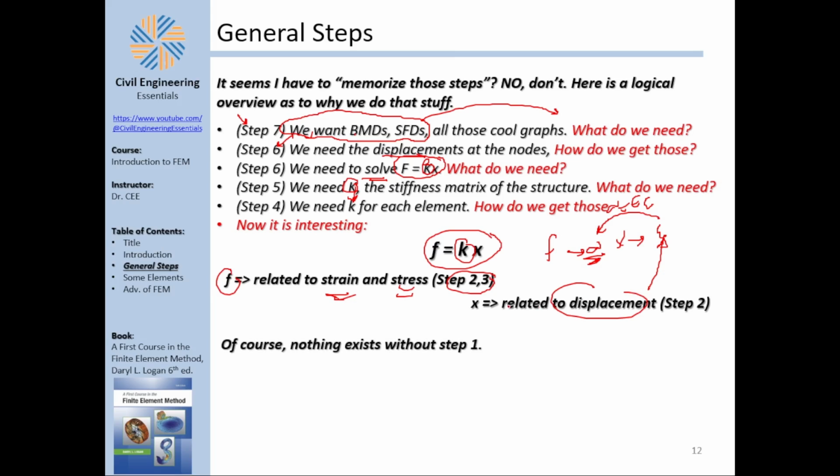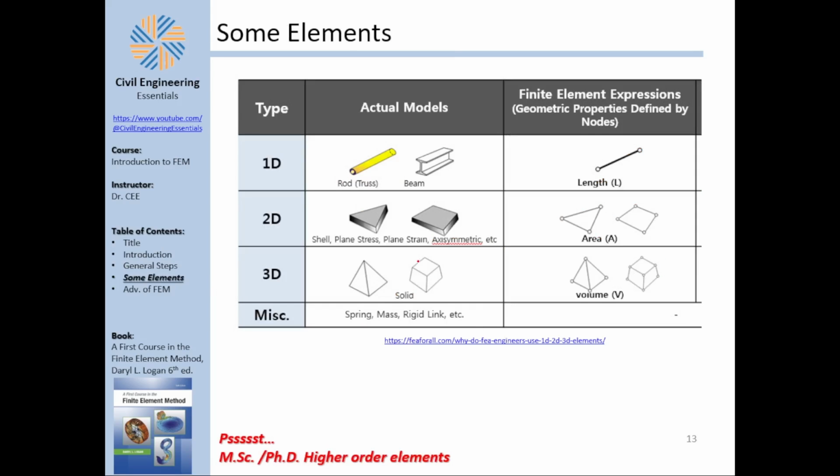Now, continuing, of course, nothing of that entire thing exists if you haven't finished step 1, which is basically to create your elements, right? Going on with this, there are some elements here. You have 1D elements, which are lines, you have 2D elements, which are area elements or planar elements, and you have 3D elements which are solid elements. Of course, you have some other elements like masses, rigid links, and so on, and this is taken from the following website, just in reference. This is where I took the graph.